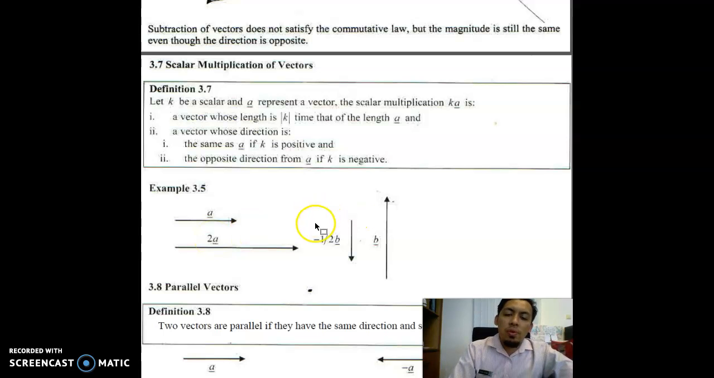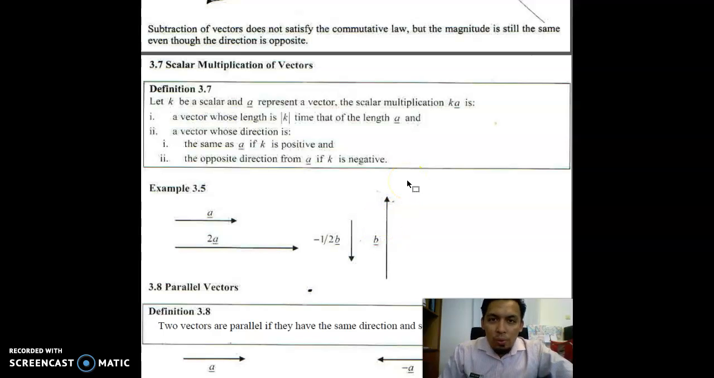The same goes if, for example, you multiply with negative 1 over 2. First, we have the negative, so we know that the direction will change. And then the half, so the length will reduce by half. So this is b, and we multiply with negative 1 over 2. It changed direction, and the magnitude decreased by half. So that is scalar multiplication.